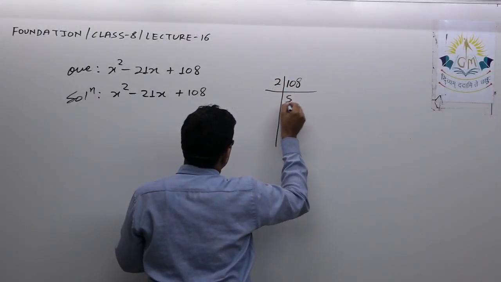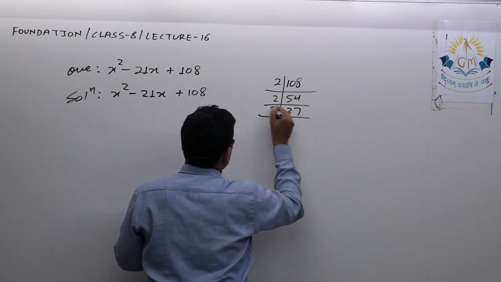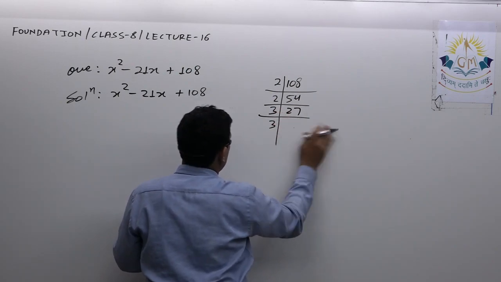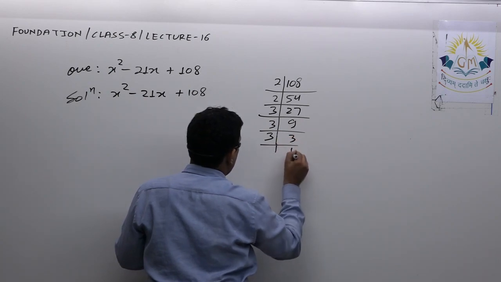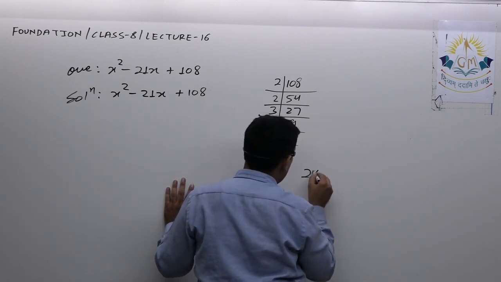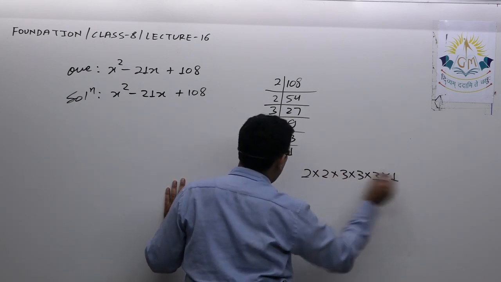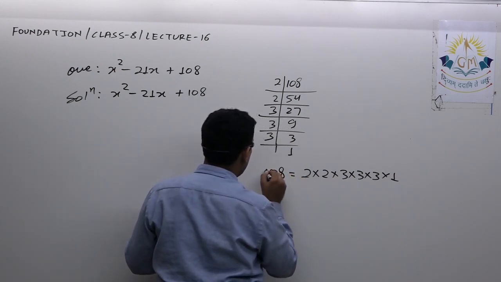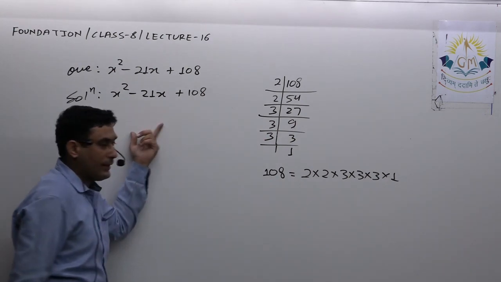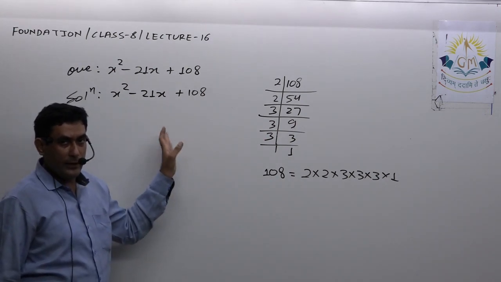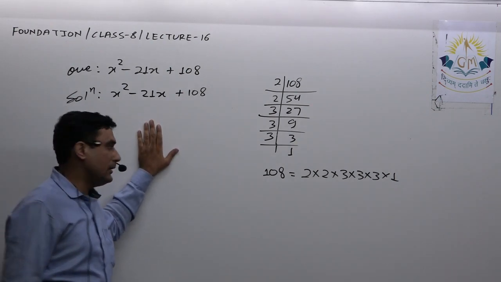So let us see what we get if we find its factors. The factors are 2 multiplied by 2 multiplied by 3 multiplied by 3 multiplied by 3 multiplied by 1. These are the factors of 108. Now we have to arrange these factors in two groups such that their sum is minus 21.